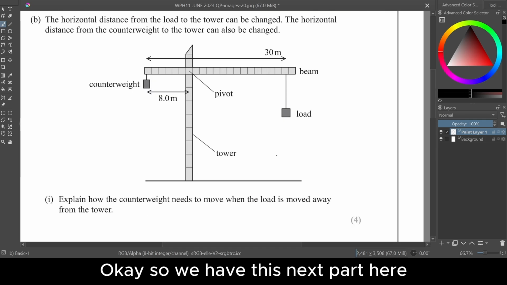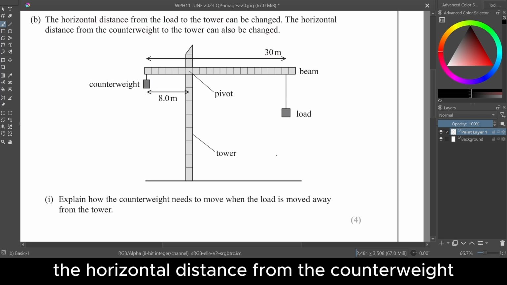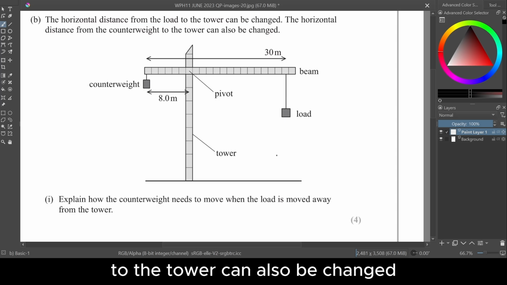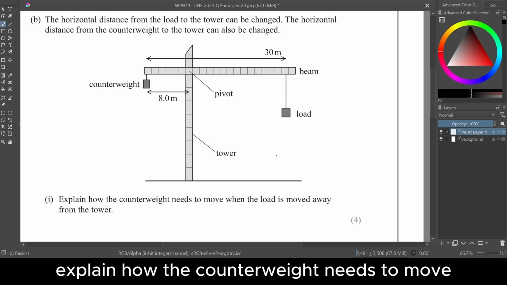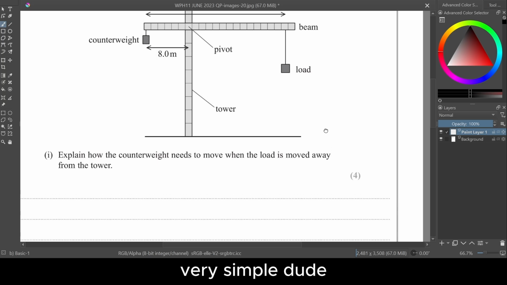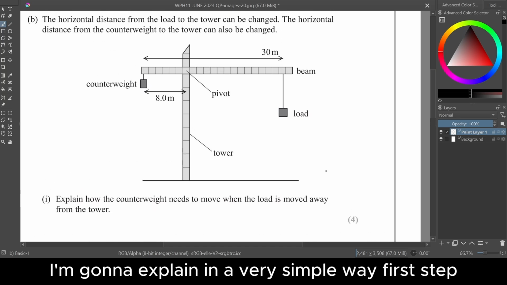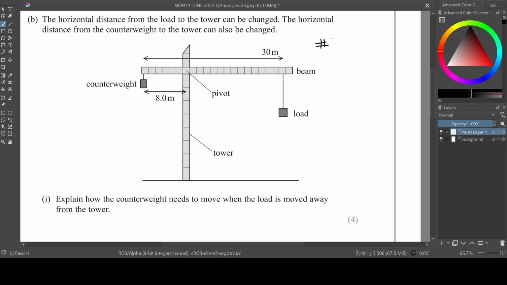Okay, so we have this next part here. The horizontal distance from the load to the tower can be changed. The horizontal distance from the counterweight to the tower can also be changed. Explain how the counterweight needs to move when the load is moved away from the tower. Very simple, dude. Honestly, I'm going to explain in a very simple way. First step, okay?